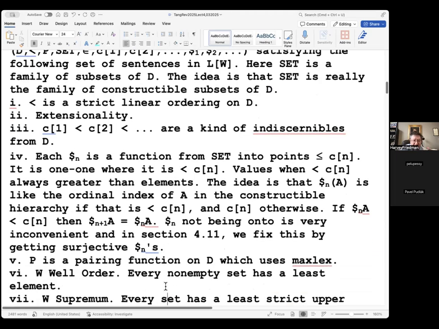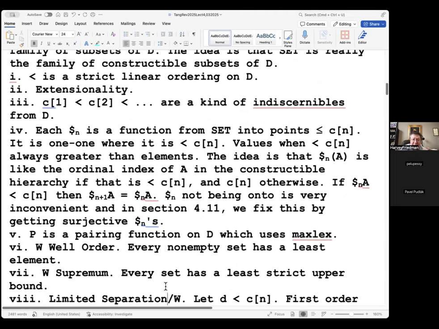All right. We have a pairing function on D, and it's the unique pairing function given by maxlex. Maxlex orders pairs, well, n-tuples, but say pairs only here we care about, first by the maximum coordinate and second lexicographically. So I call that maxlex. Maxlex, not lex max, maxlex.